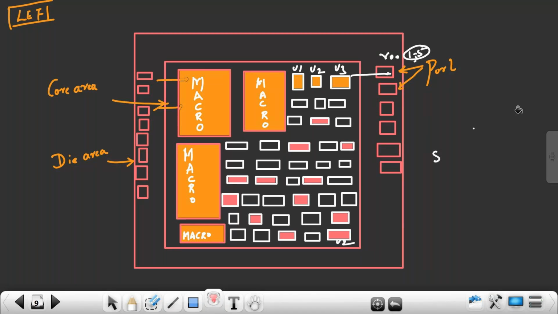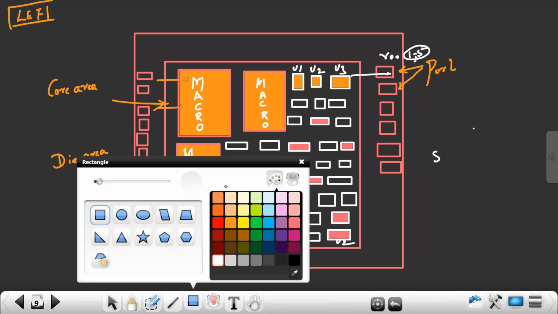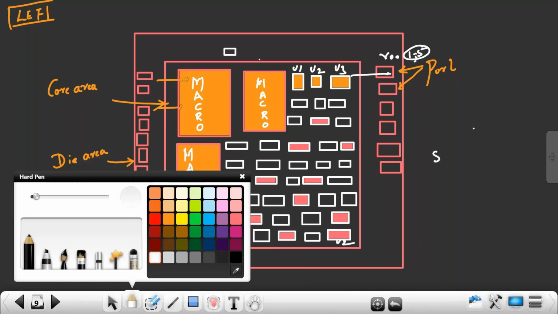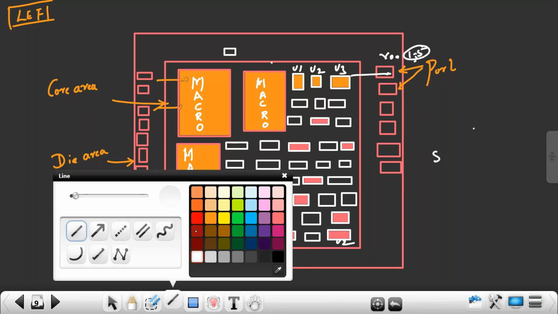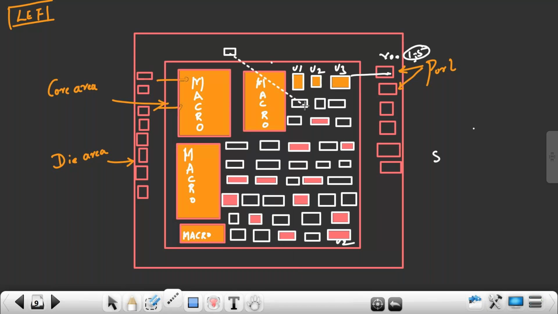I have one clock port. This is the clock port. From this clock port only, the clock will go to my design. So this clock port should connect to all the flip-flops, correct? Because all the flip-flops have a clock. It should connect to all the flip-flops. Then what happens to the load on this clock port? The load becomes very high.